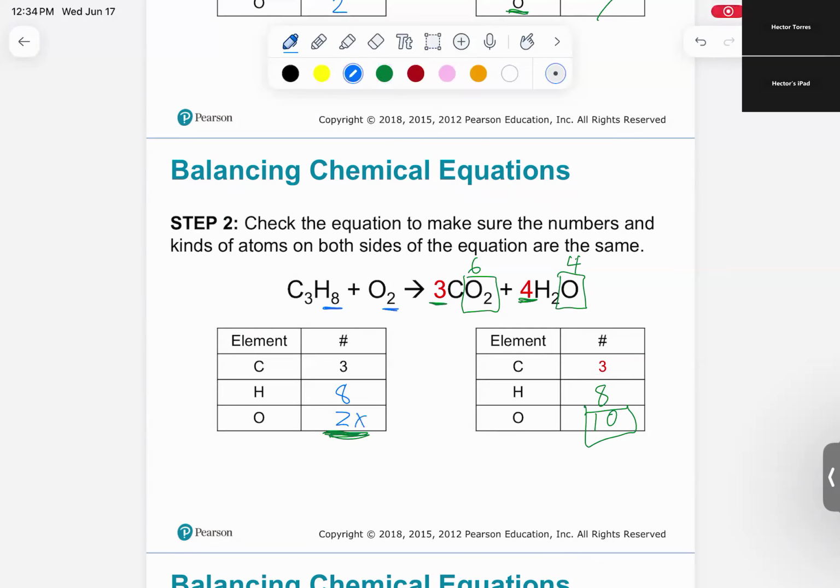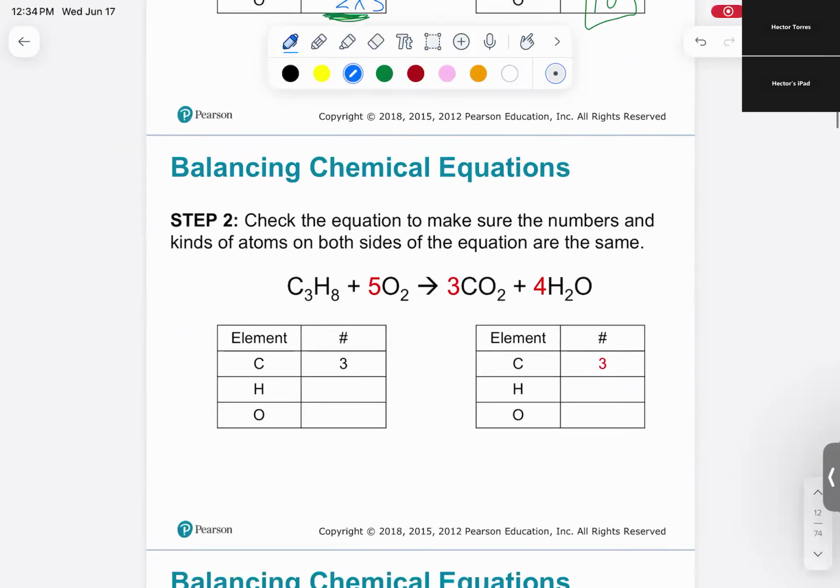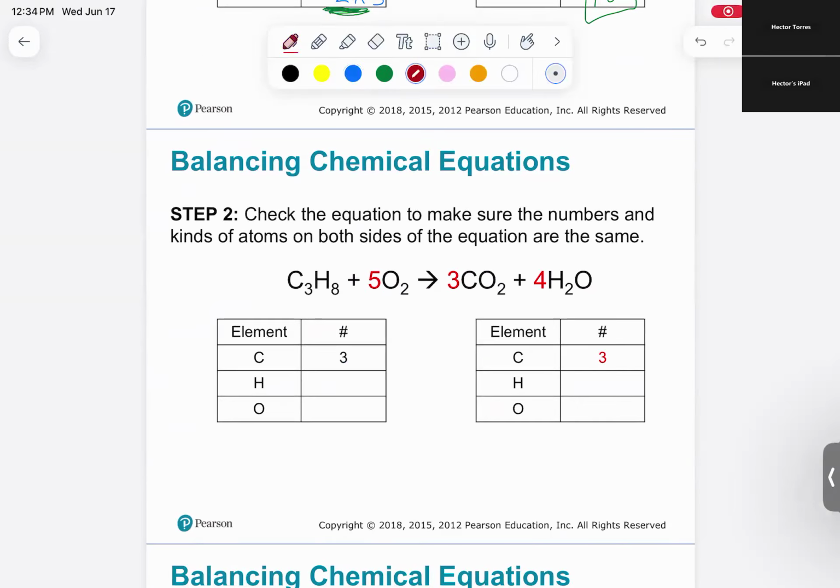I can times my oxygen by 5, and I do that by putting a coefficient right here. Let's see if that coefficient helped. For our hydrogens, I still have 8. For our oxygens, I have 5 times 2, and that's going to be 10. Then on the product side, let's check the hydrogens. I have that 4 times 2, so that's going to be 8 hydrogens on that side.